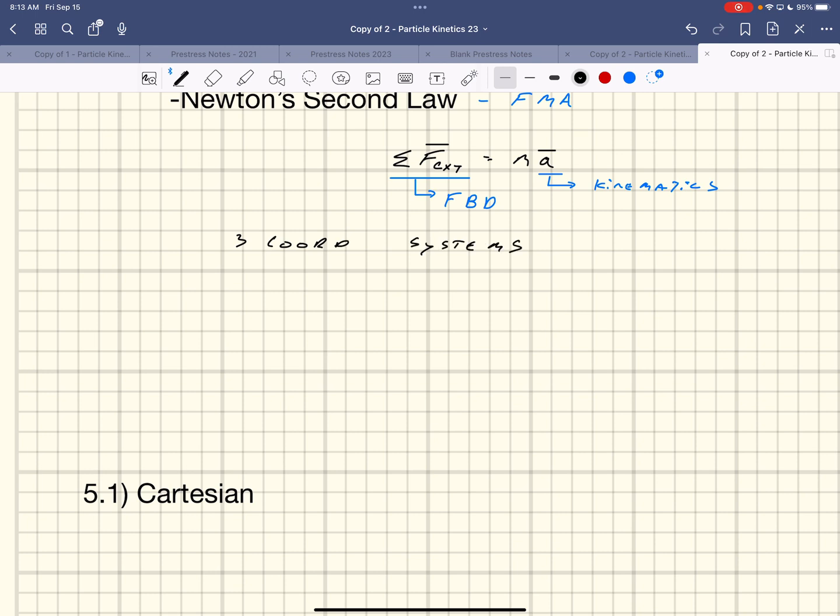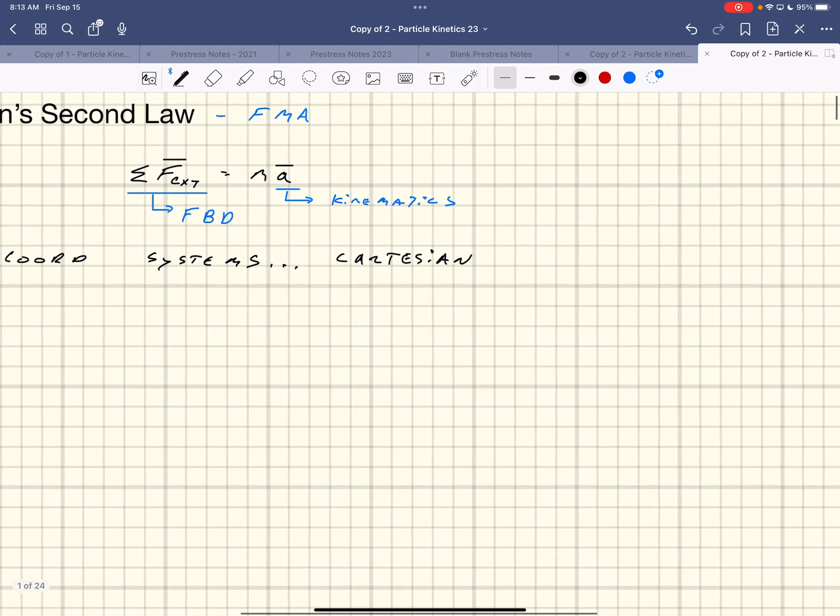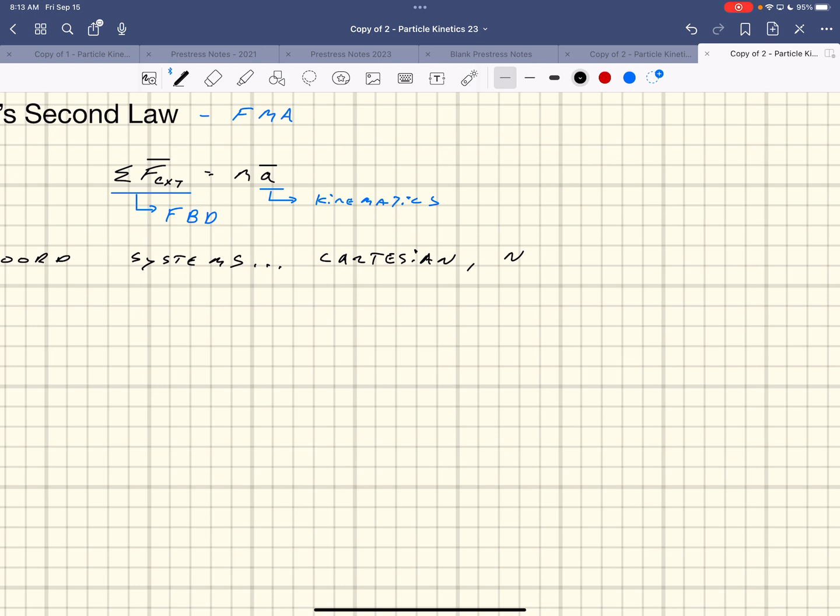Three coordinate systems. Right? The three coordinate systems are going to be Cartesian, normal tangent, and then polar.